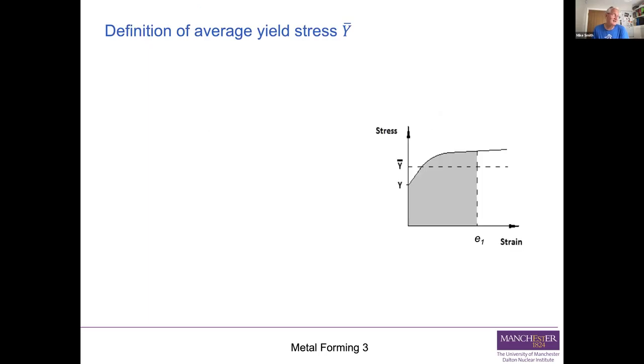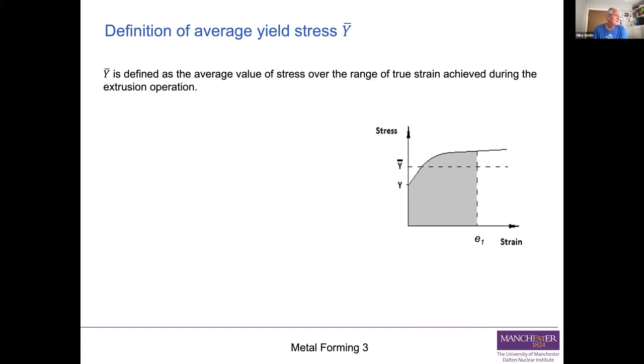Okay, so the average yield stress is the next thing we need. Here is a stress strain curve, and you can see that you've got a yield strength Y, which is presumably an engineering yield, well, sigma Y I'd call it, and you've got a flow stress. The flow stress is defined as the average value of the stress over the range of true strain achieved during the extrusion operation. In other words, if you go up to a strain of E1, then Y bar is the average value of the flow stress over that region. Johnson got around this problem by basically using materials that have a flat stress strain curve with no work hardening.